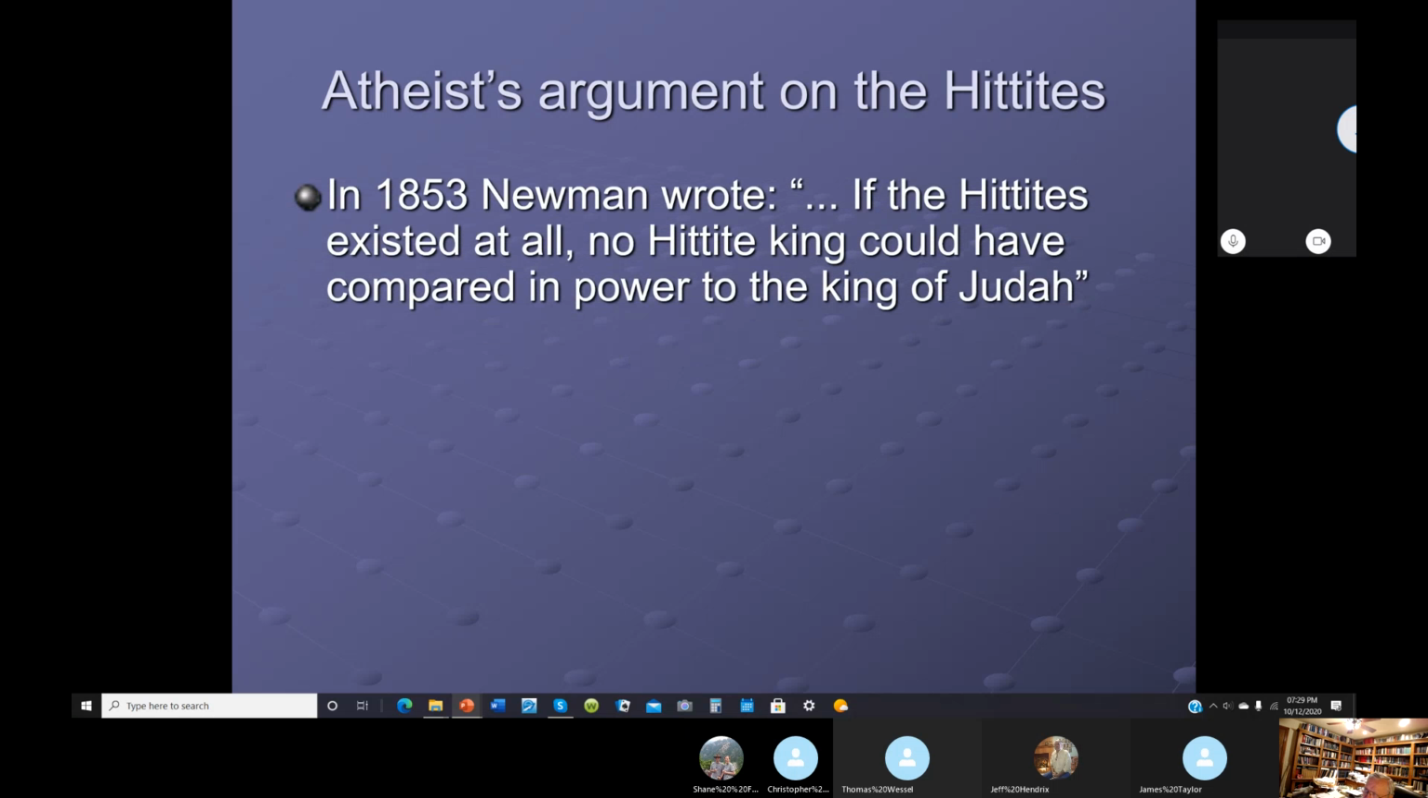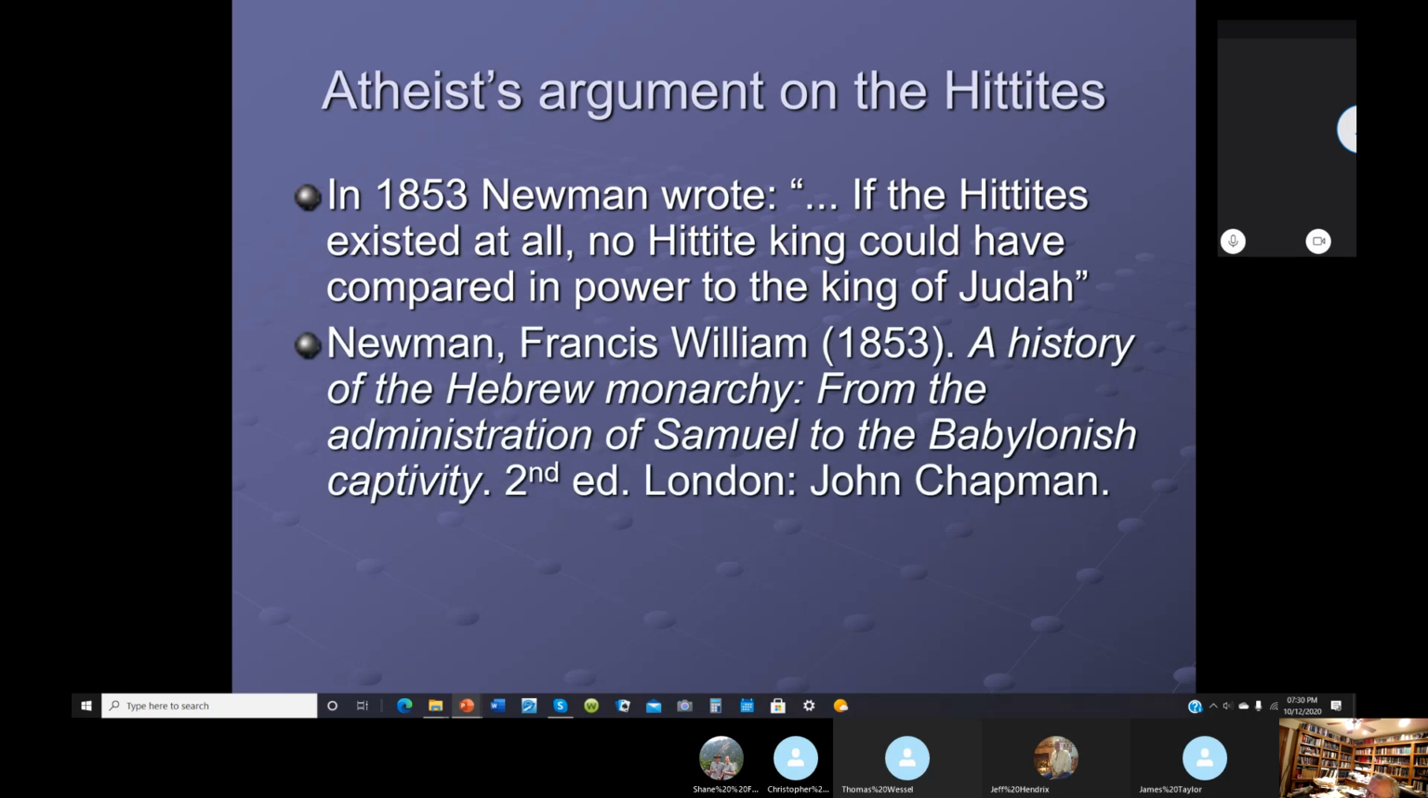In 1853, a man named Newman, I believe, was a Roman Catholic, one of the clergymen of the Roman Catholic Church. And remember, the Roman Catholics will tell you they believe the Bible, but then if you talk to them carefully, they'll say it has errors in it. Okay. What errors? Well, any error that would falsify Roman Catholic doctrine. Any verse that would falsify Roman Catholic doctrine is in error. Newman wrote, if the Hittites existed at all, say, in 1853, if they existed at all, no Hittite king could have compared the power to the king of Judah. So they were a weak kingdom, and if they existed at all. So he's saying they didn't even exist. This is Francis William Newman, a history of the Hebrew monarchy from the administration of Samuel to the Babylonian captivity. And this is the book it's cited from, 1853.